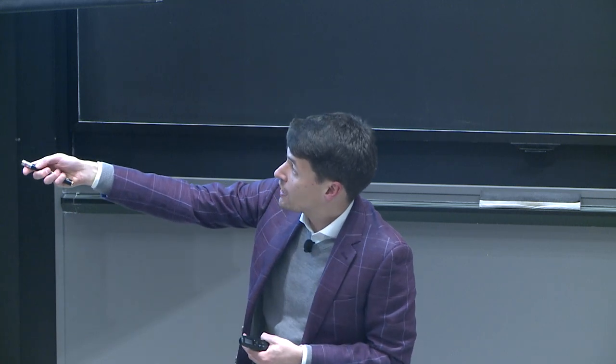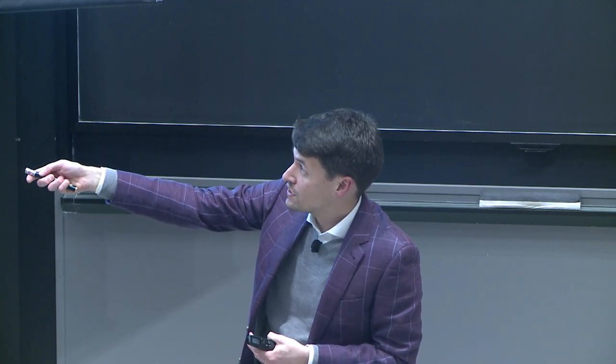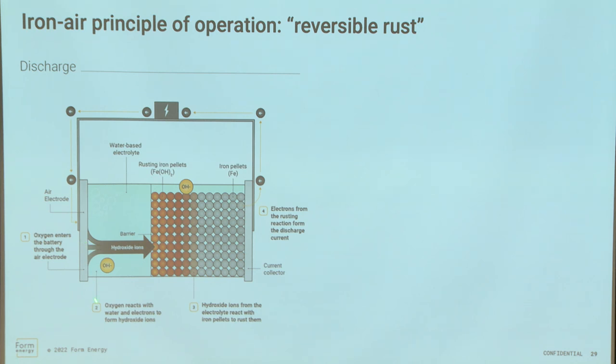On discharge, I'm breathing oxygen in through this air electrode. Oxygen comes in, meets electrons, is reduced, and turns into hydroxide ions. Those hydroxide ions migrate across the liquid electrolyte and react with iron to form first iron hydroxide, and then you can drive it to iron oxide. That's the discharge process. That's how I turn rusting into an electricity generating operation as a battery.